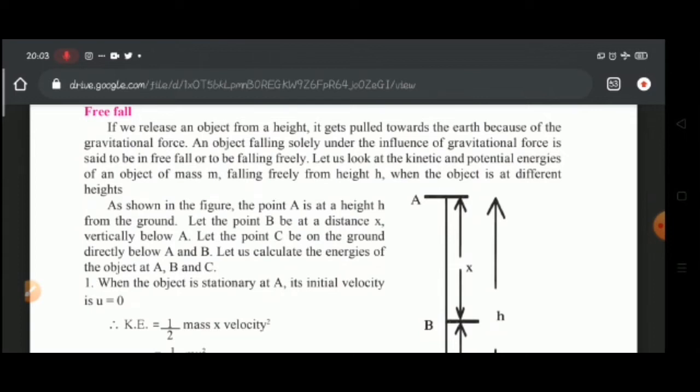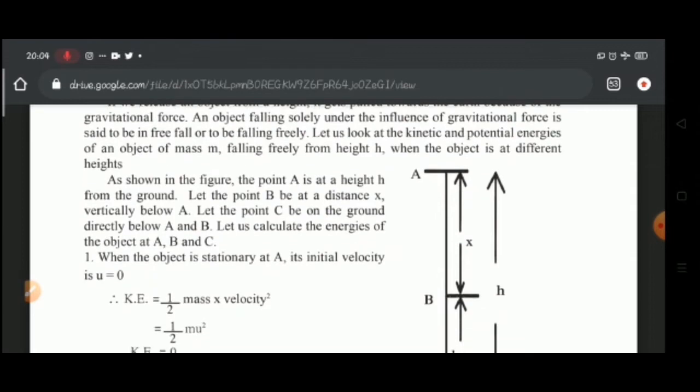So let us look at the kinetic and potential energies of an object of mass m falling freely from height h, when the object is at different heights. Suppose that object is a ball which you are holding in your hand. As shown in the figure, the point A is at a height h from the ground. Initially you are holding the ball at height h at position A.